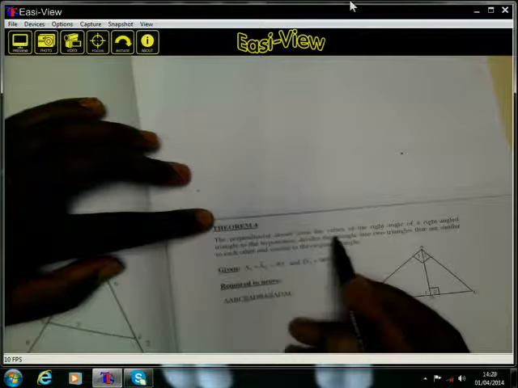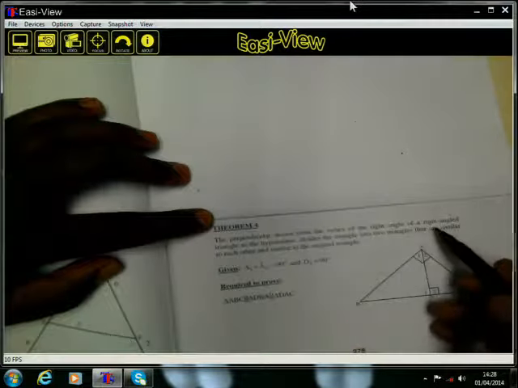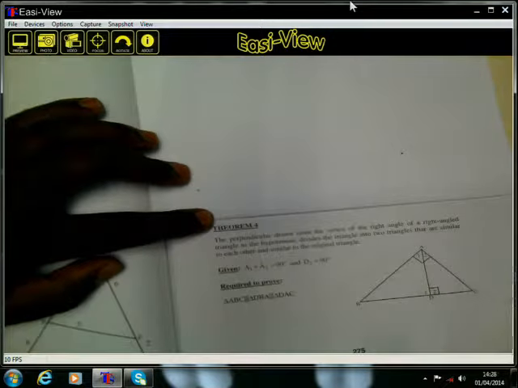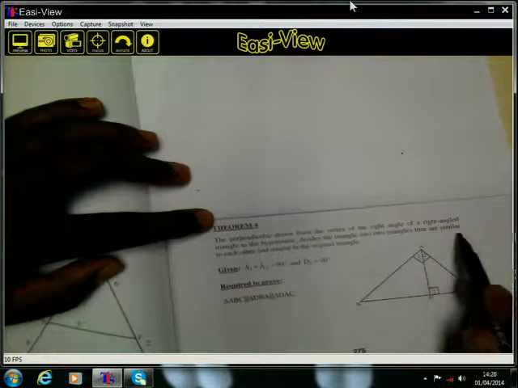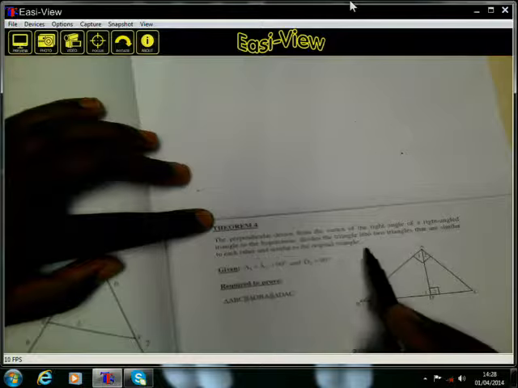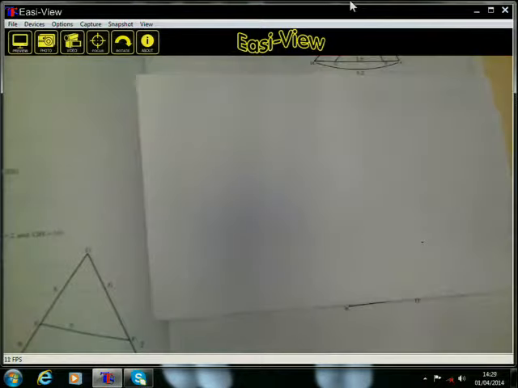Let me quickly do this so that we can have a clear understanding of what I'm talking about. Let's forget the top part there. This is the theorem in question. It says the perpendicular line drawn from the vertex of the right angle of a right-angled triangle to the hypotenuse divides the triangle into two triangles that are similar to each other and are similar to the triangle. In essence, what we are given here is this.